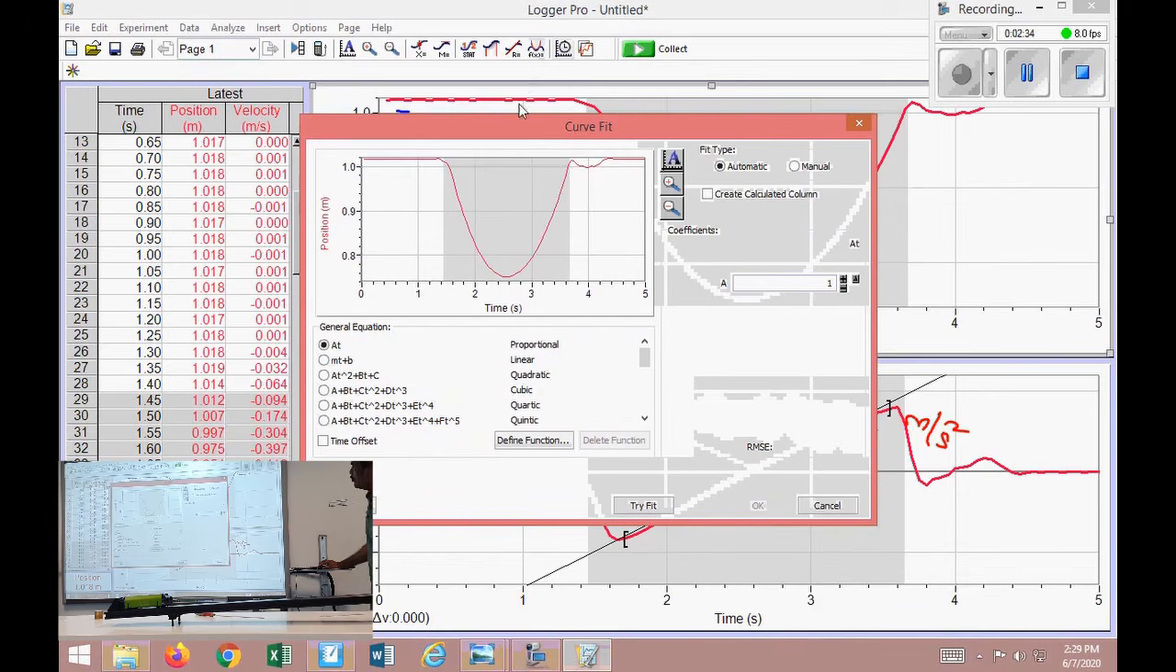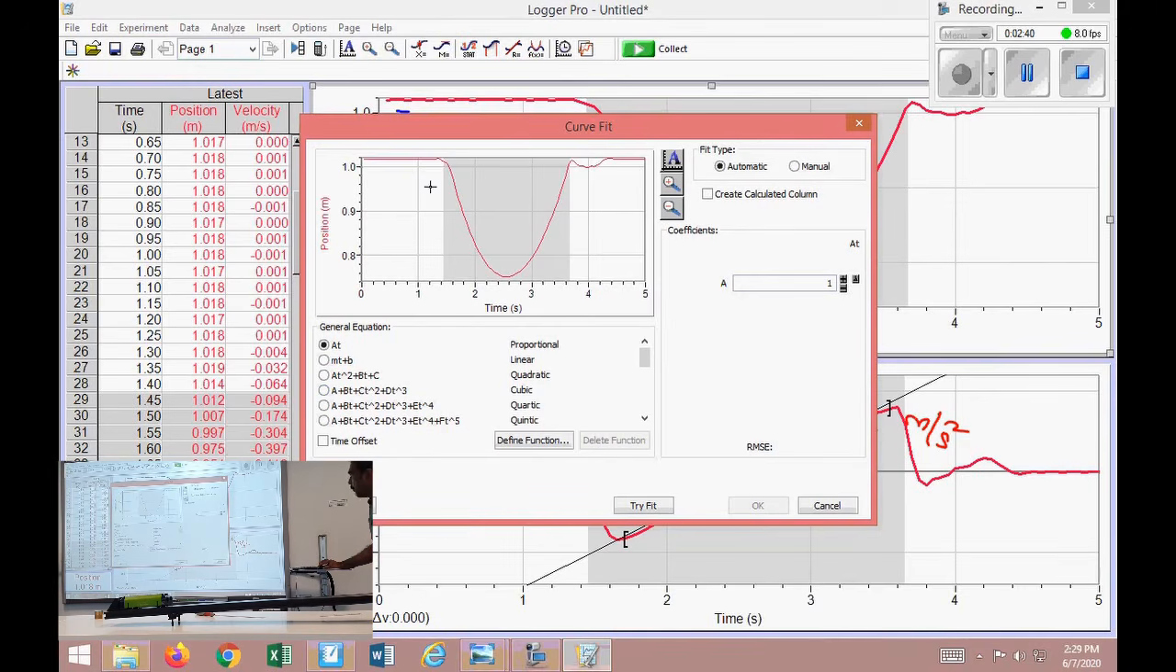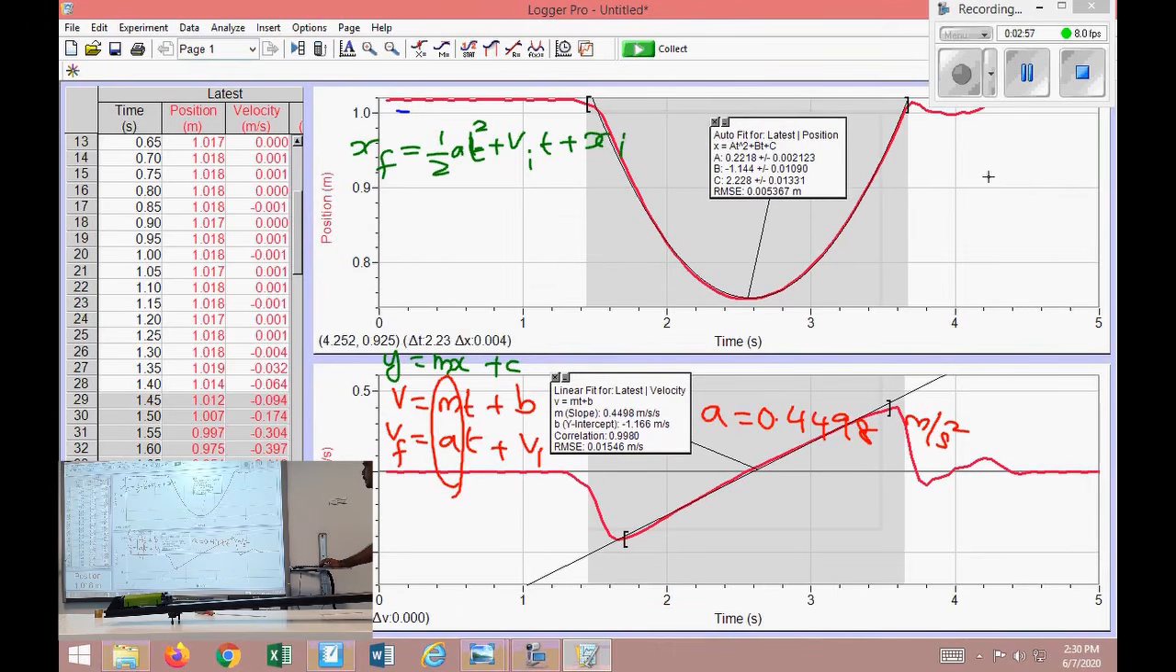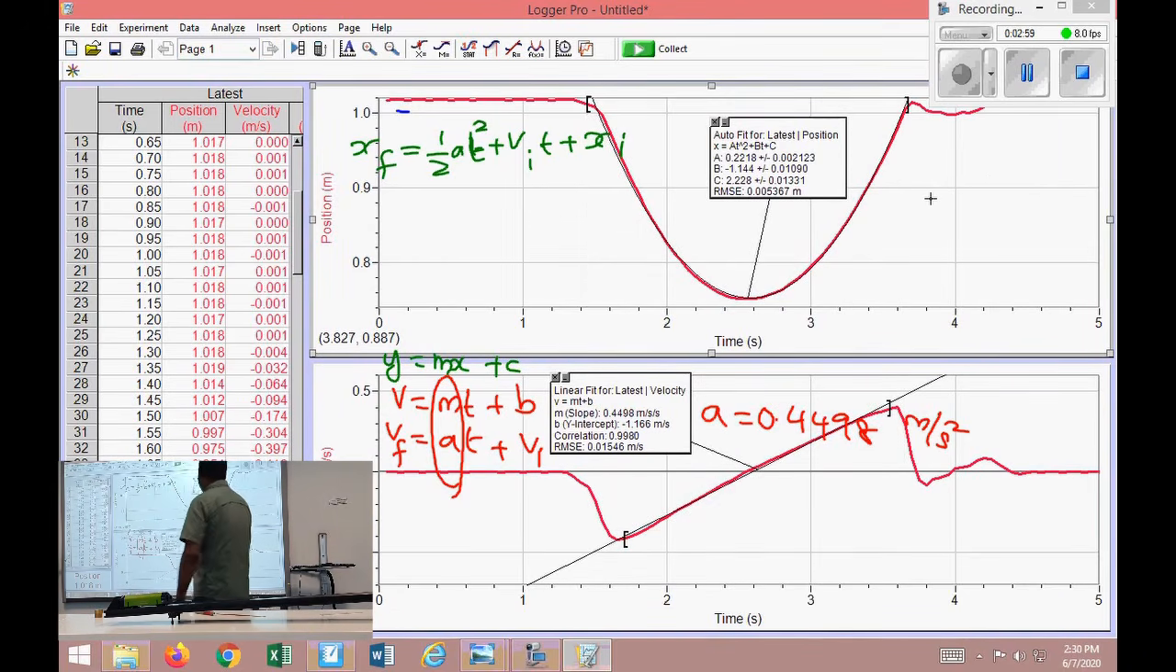Here I have an option for curve fit. You can see here, I click the curve fit, and there are many options to make the computer fit this. Actually, we know that this is the quadratic relation. So I'm going to choose the third one from here, at square plus bt plus c. And now I'm going to try fit, put OK.